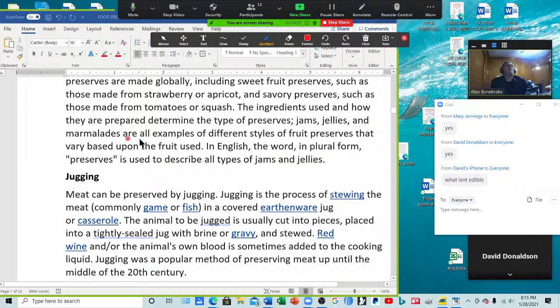The ingredients used and how they are prepared determine the different types of preservatives. Jams, jellies, and marmalades are all examples of different styles of fruit preservatives. They vary based on the fruit used. In English, the plural word preserves is used to describe all types of jams and jellies. Remember, the marmalades may have a lot of tyramines in them that can raise your blood pressure and give you pain.